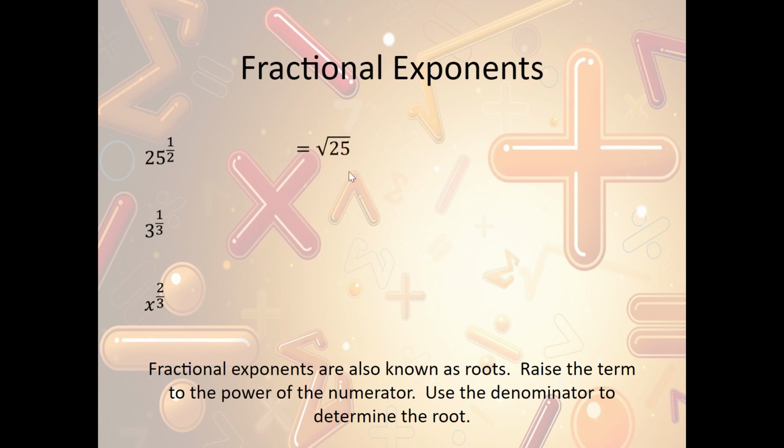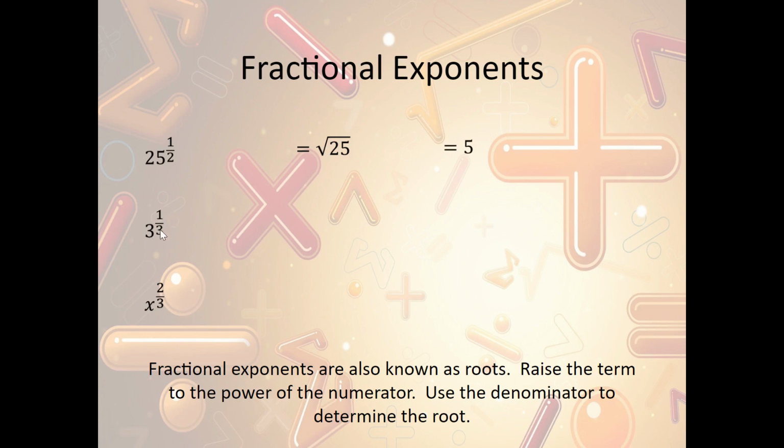So the way that looks is we're going to have 25 to the first power, which is just 25. And then we're going to take the square root of that, just like this. So we need to know what number multiplied by itself gets 25. Well, we know that 5 times 5 is 25, so the square root of 25 is 5. Let's look at another example.